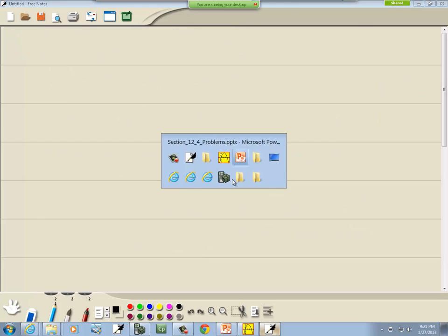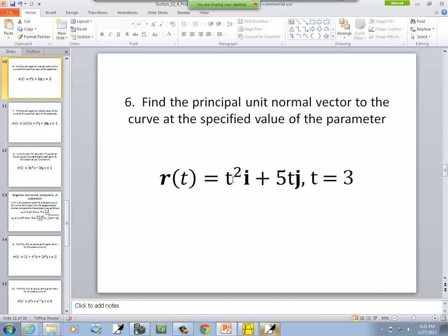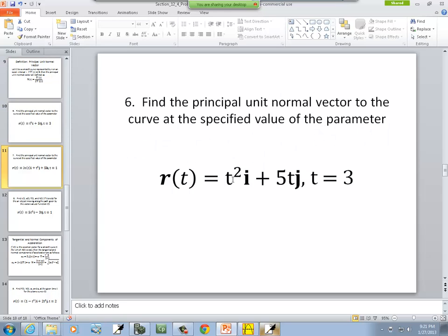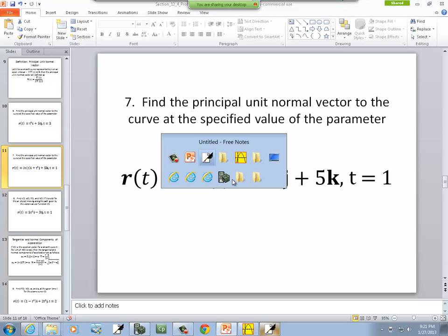Looks like number 7. Grab a drink here. Is that? I only had one of those? Guess so.